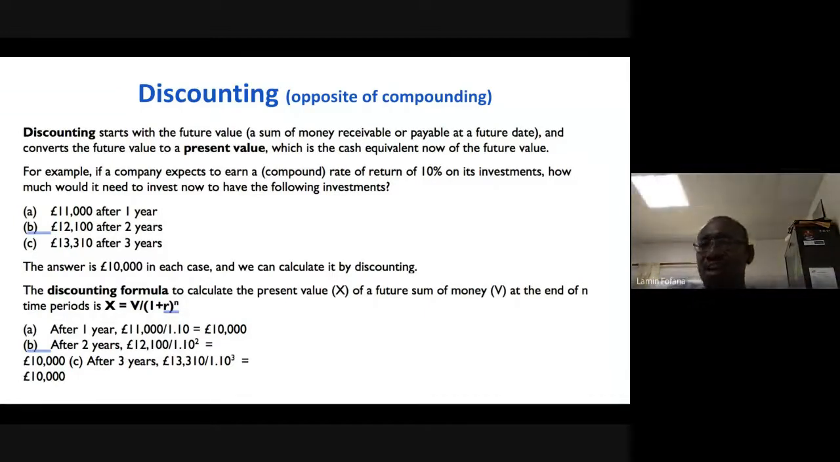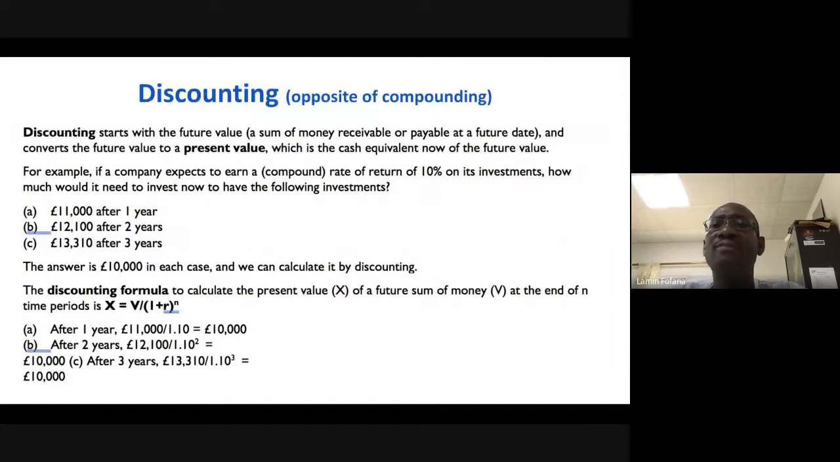Discounting is the very opposite of compounding. In compounding, we have a value now, an investment now. We want to find the value of that investment after some years. Discounting is the opposite. We have done our estimate. When we invest, we are saying that we're going to get this much. We want to find the value now.